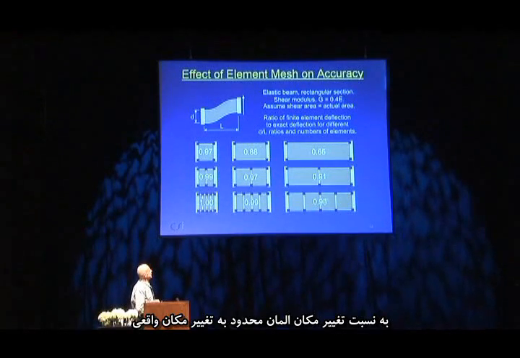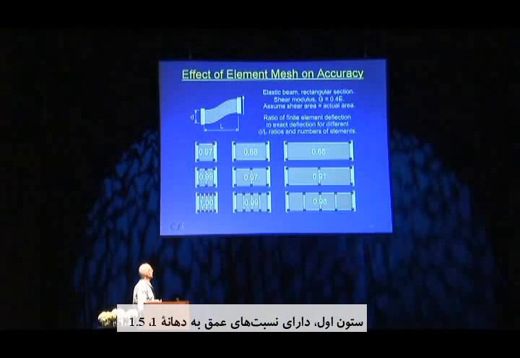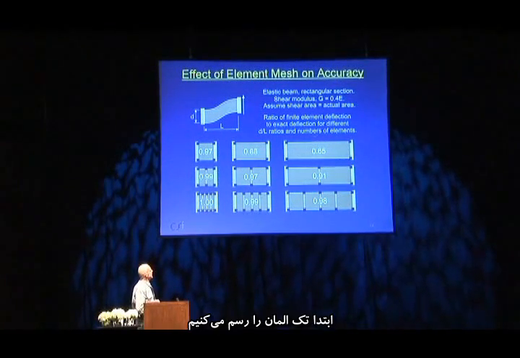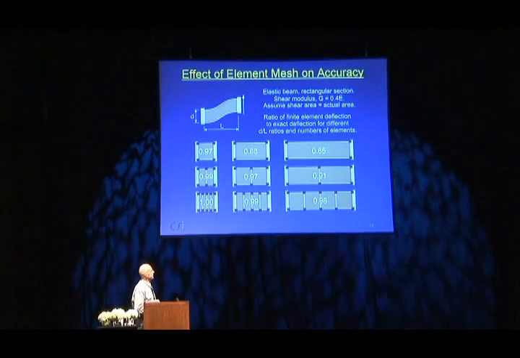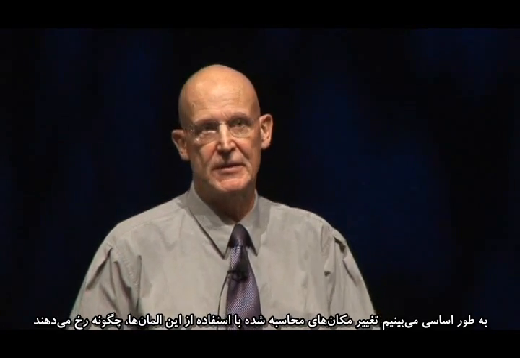And let's look at the ratio of the finite element deflection to the exact deflection for different depth to span ratios and different numbers of elements. The first column here is a span to depth ratio of 1, then 1.5, or a span to depth ratio of 2, and a span to depth ratio of 4. First row is a single element, 2 elements, 4 elements. And we're looking here basically at how accurately the displacement would be calculated using these elements.